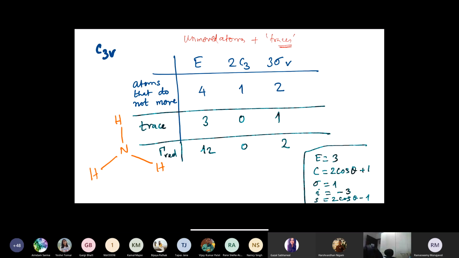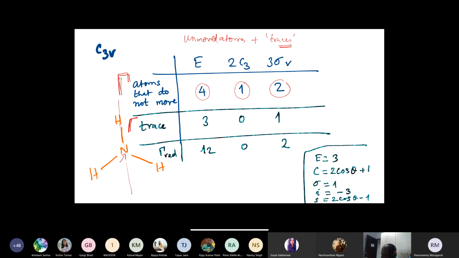So I have already done this, but you can redo this here. So ammonia is the molecule here. I have again drawn it in such a way that you are looking from the top. So when I do an identity operation, all 4 atoms don't move. If I do a C3, all but nitrogen move, so only one. Sigma V, as somebody said sometime back, one nitrogen and one hydrogen will remain unmoved. So the number of atoms that do not move is 4, 1, 2 under E, C3 and sigma V.